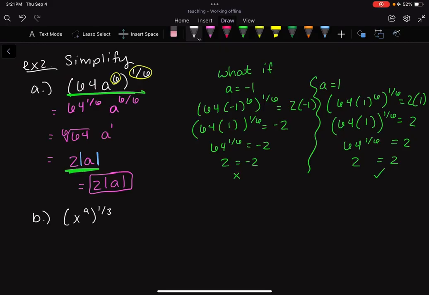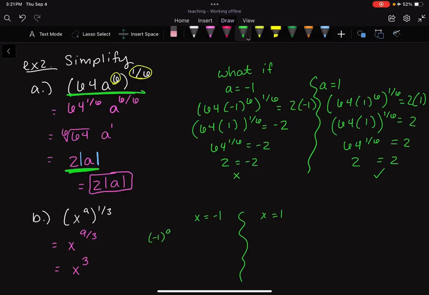So if I simplify this, I would have x to the 9/3. So that simplifies to just x cubed. And so I'm wondering, do I need to put absolute value bars on here? Do I need to be picky about the x's in this? So I'm going to check. If I let x be -1, or if I let x be +1, do I get the original equals the answer? So let's see.